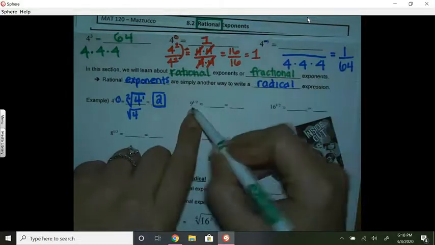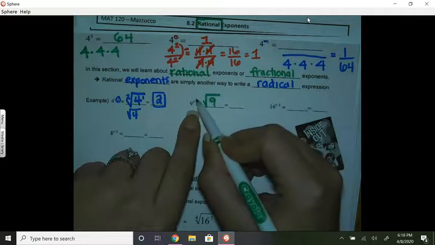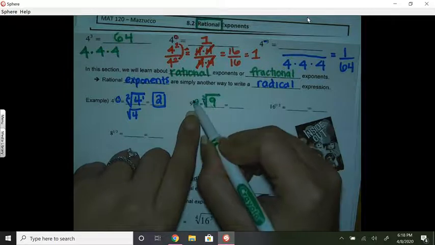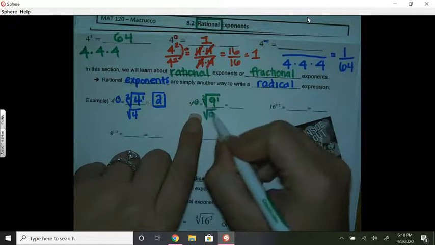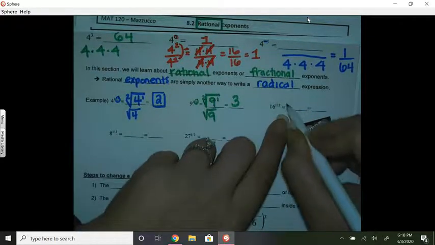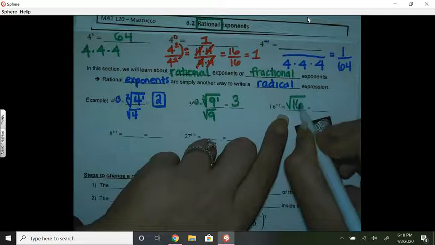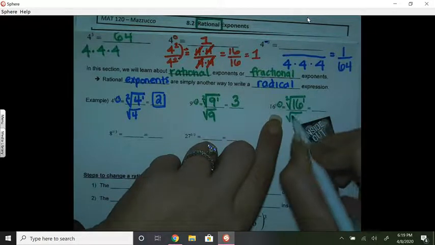If I had 9 to the 1/2, it just represents the square root of 9, because the denominator would be the index and you'd have a 1 in there. So it's just the square root of 9, which is 3. If we had 16 to the 1/2, that represents the square root of 16, with 2 as the denominator, and the square root of 16 is 4.